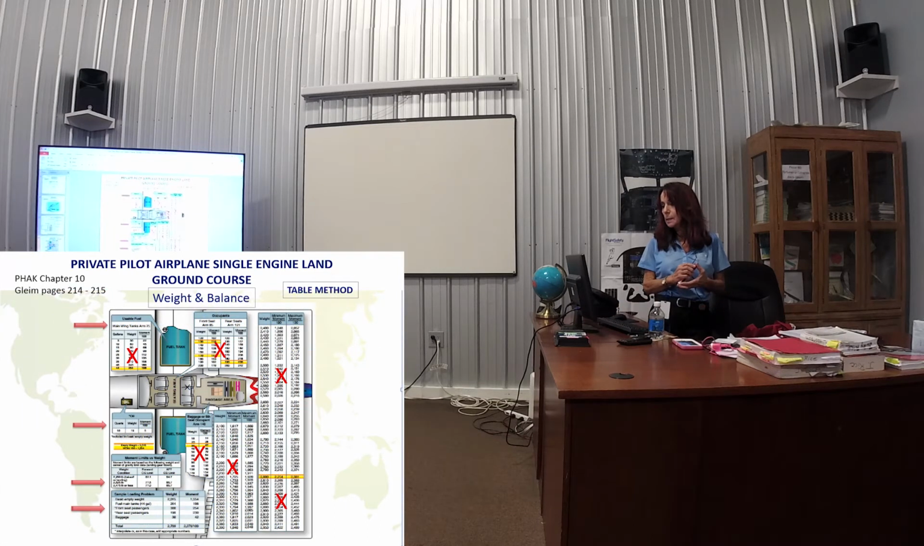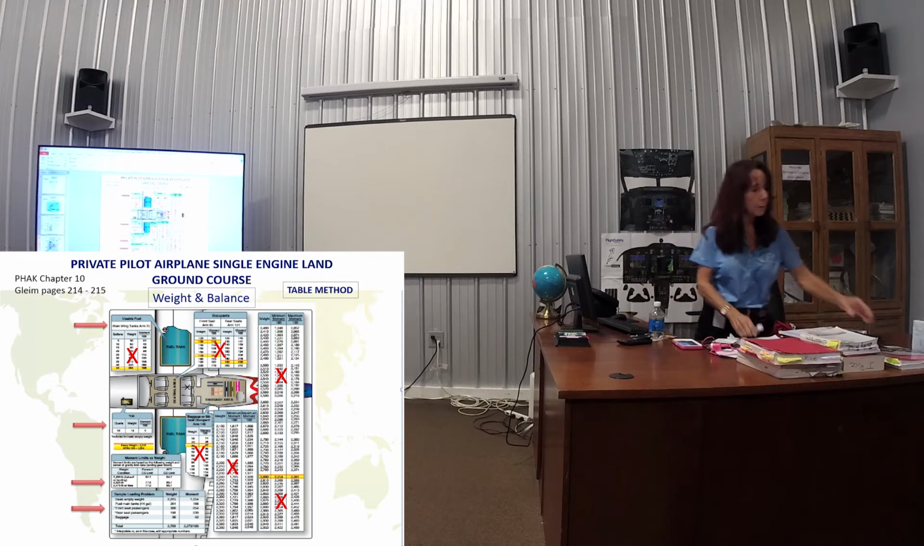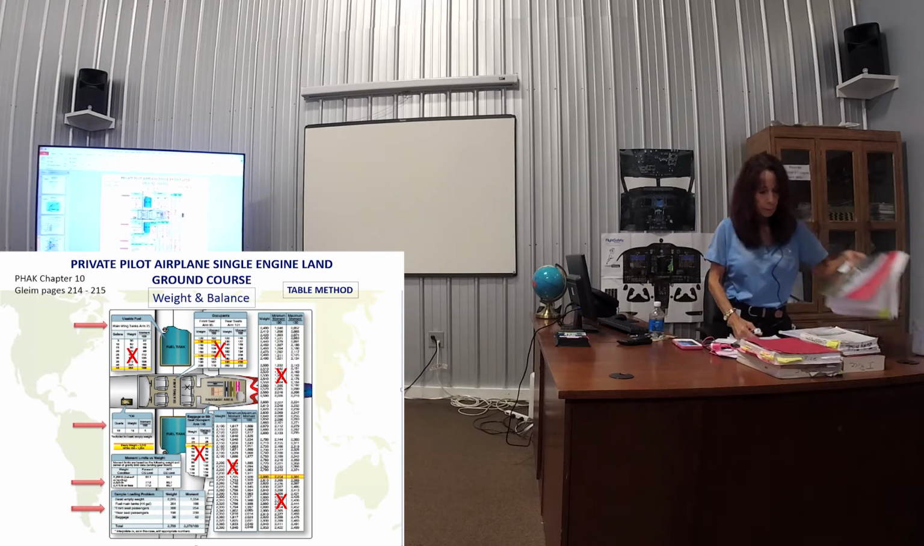Angel, when you see this, what's the best way to do this problem? Do the math. So where are you going to go for the arms? At the top of the chart. Good. Let's get into reviewing this one and then the weight shift one. So page 214, 215 in the Gleim, then we'll move into performance.